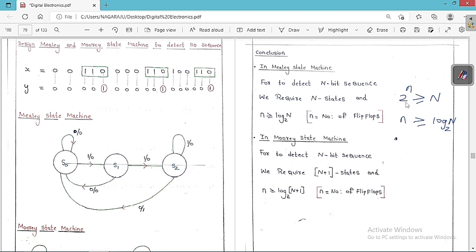If we take log base 2 on both sides, we get n is greater than or equal to log N base 2. So small n is the number of flip-flops we are going to require. This is the expression that we get.